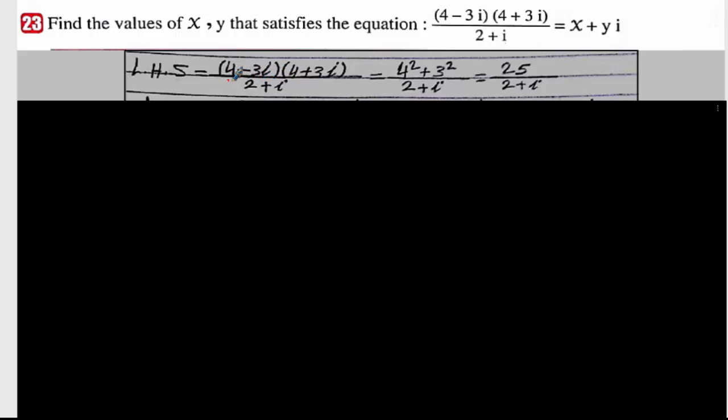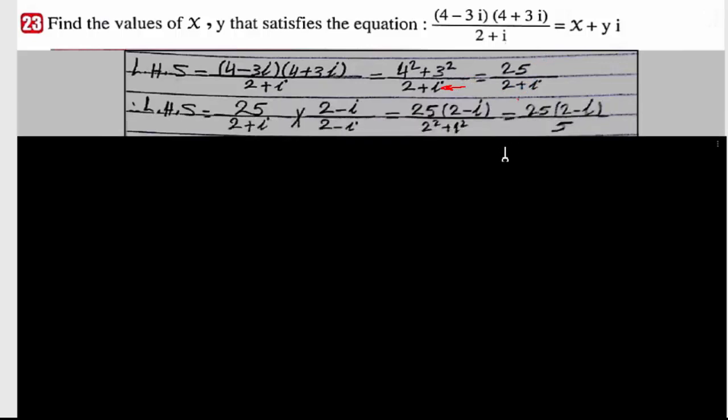Note that we have 4 minus 3i multiply its conjugate. So its result is always the real part squared plus the imaginary part squared. So we have 4 squared plus 3 squared, which equals 25, over the same denominator 2 plus i. So we have 25 over 2 plus i.